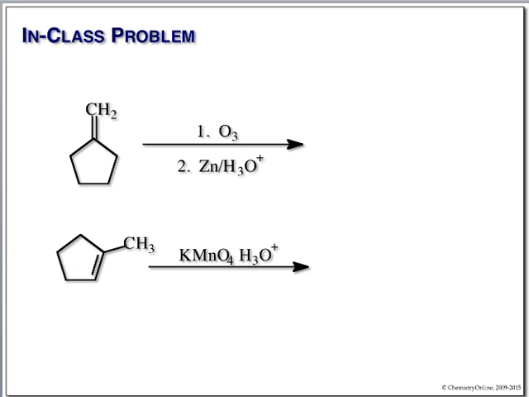That means our top carbon is going to split here. Our top carbon is going to have 2 hydrogens. It's going to be a carbonyl. That is formaldehyde. Our bottom carbon has 2 alkyl groups. It's going to be a ketone.